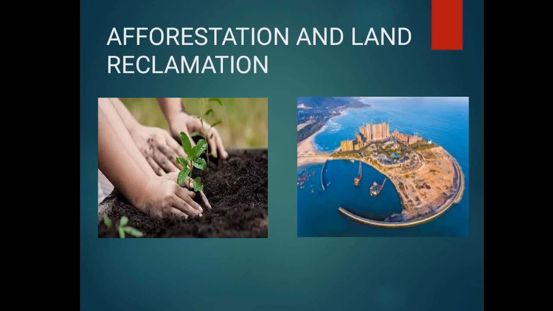Look at the first picture. The first picture is about afforestation. By growing more trees, we can conserve the land resource. Next, land reclamation. We are creating more new land. Look at the second picture. In the picture, land is created on the ocean. It's like an island.